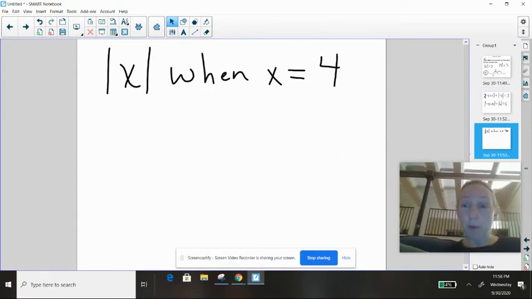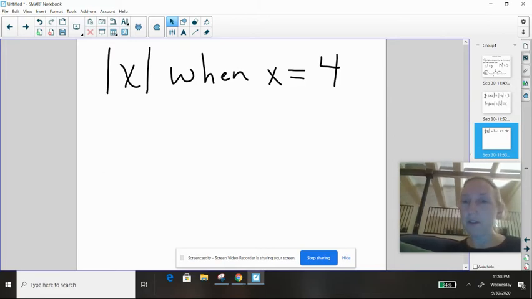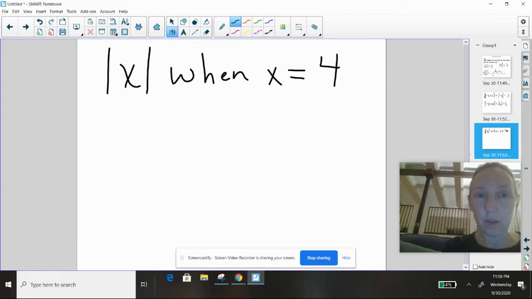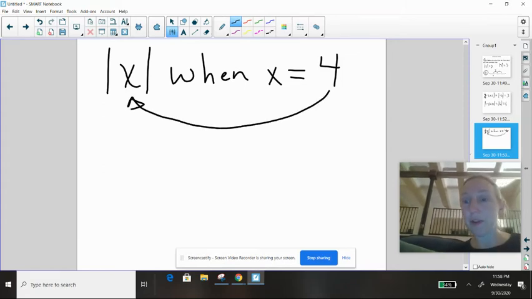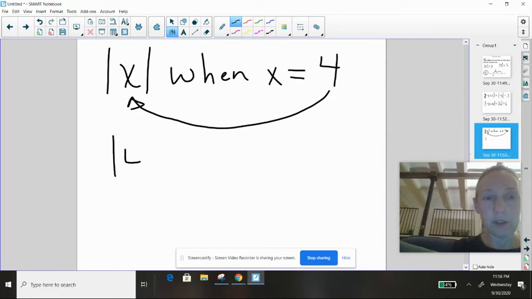So now we're going to go back to where we put some variables into the question. If you know that x is 4, then what's the absolute value of x? Basically, that's just saying take the number 4 and replace the x with it. So what's the absolute value of 4 equal to? Hopefully you said 4.